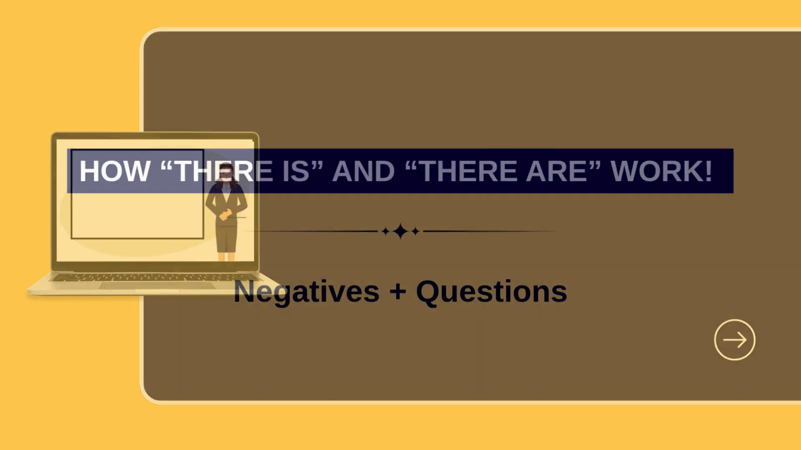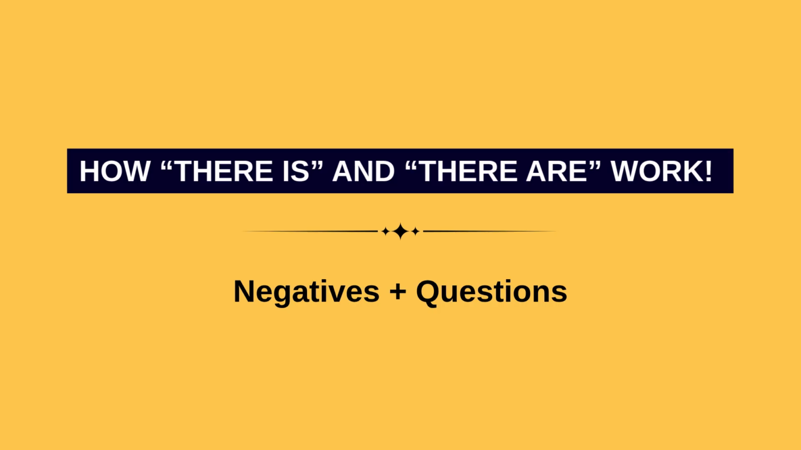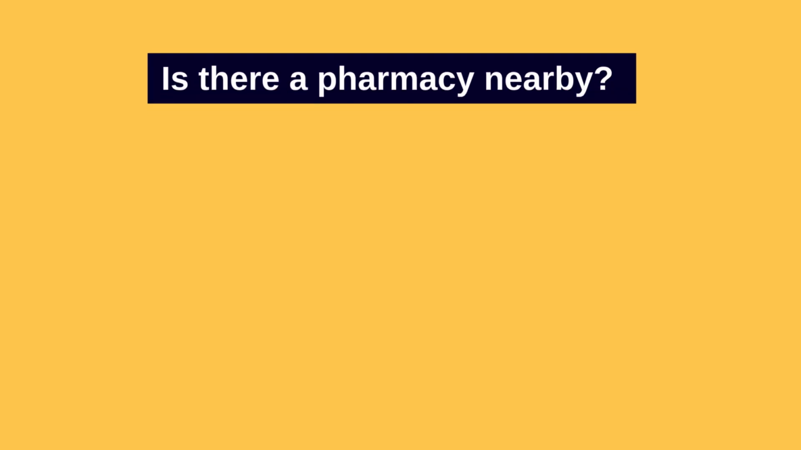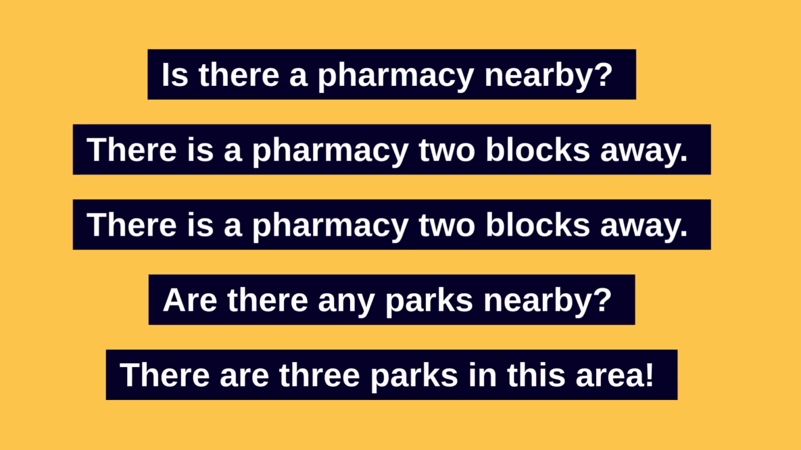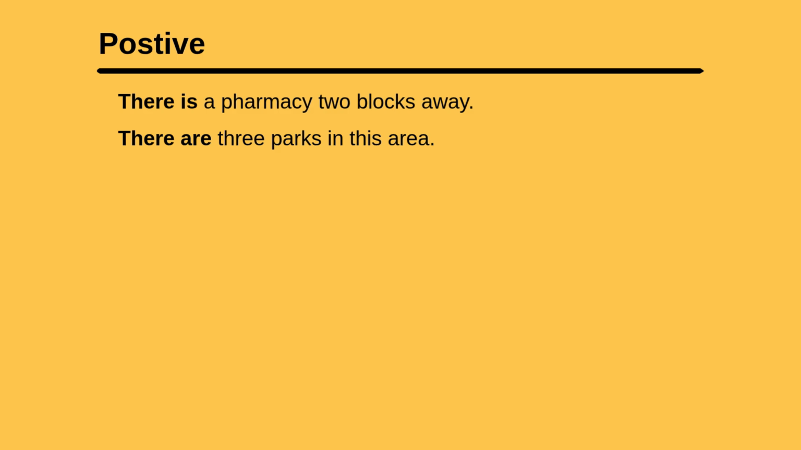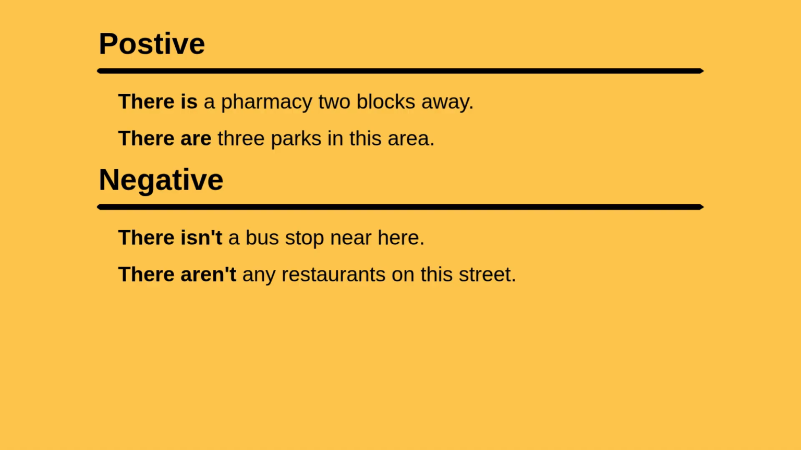Now, let's look more closely at how there is and there are work, including negatives and questions. You heard all of these in the conversation. Positive. There is a pharmacy 2 blocks away. One thing. There are 3 parks in this area. More than one. Negative. There isn't a bus stop near here. One thing. Negative. There aren't any restaurants on this street. Plural. Negative.